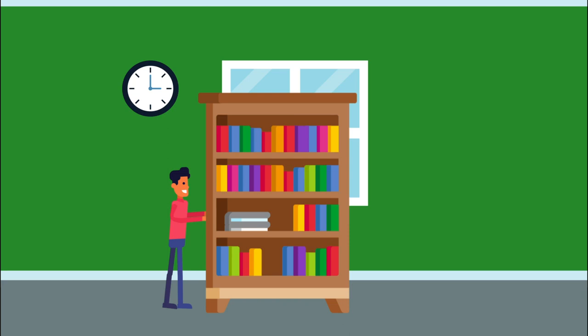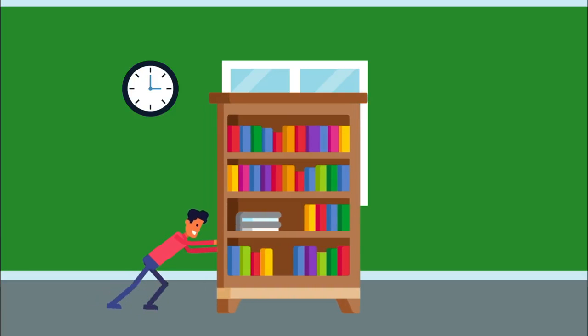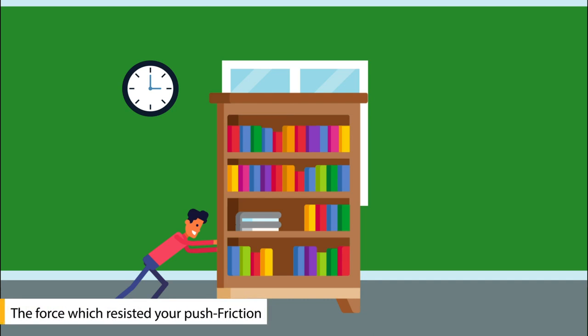We have to push another bookshelf. Let's start pushing it. At the first instance, it won't move. When you try to push it harder, it still doesn't move. And finally, you manage to push it and move it to some other position. The force which resisted your push and kept the bookshelf in place is the friction.